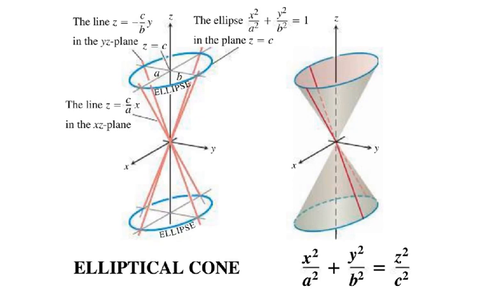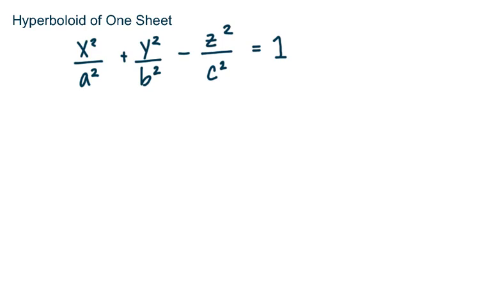I'm going to pull one more in. We'll talk about one more, the hyperboloid of one sheet. So this is a hyperboloid of one sheet. x squared over some constant a squared plus y squared over b squared minus z squared over c squared. And you might say, well, how is that different than what we just talked about, the elliptical cone? Well, you'll notice this is equal to 1.